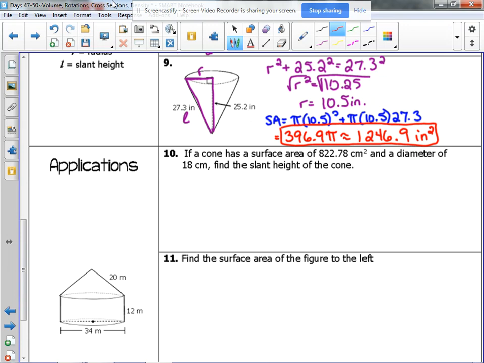Okay, I'm going to leave number 10 for y'all to do. Let's look at number 11. Number 11 says find the surface area of the figure to the left. Let's look at that figure. It is a cylinder plus a cone.